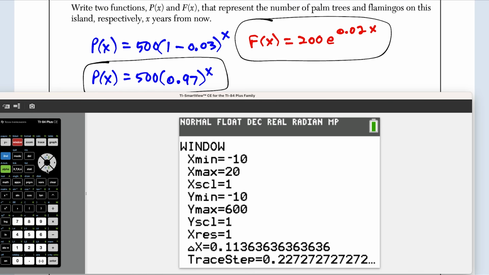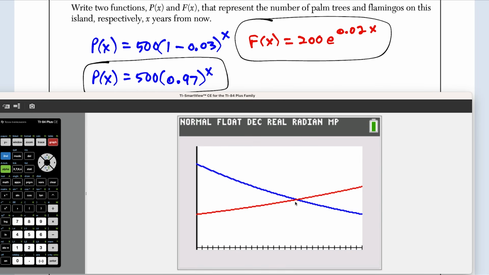If I want to make this graph even nicer, I'll make the x minimum 0, because x represents the number of years that pass by from right now. So we're not going to go back in time. We're just going to be looking forward. So we'll make our x maximum 30 just so we could see a little bit more. And now notice we have a nice point of intersection.